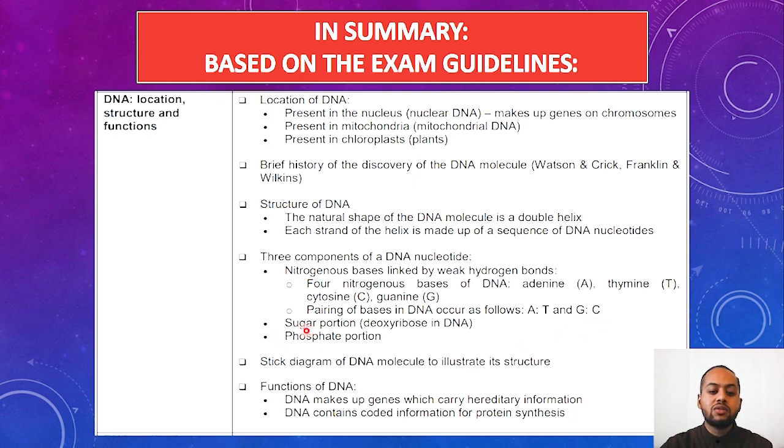The type of sugar found in a DNA nucleotide is deoxyribose sugar, and then lastly, the nucleotide also comprises the phosphate portion. We also looked at a stick diagram of a DNA molecule to illustrate its structure, and then lastly, we looked at two important functions of DNA. DNA makes up the genes which carry hereditary information, and secondly, it provides the coded information for protein synthesis.